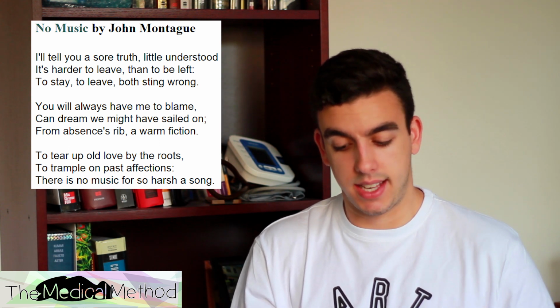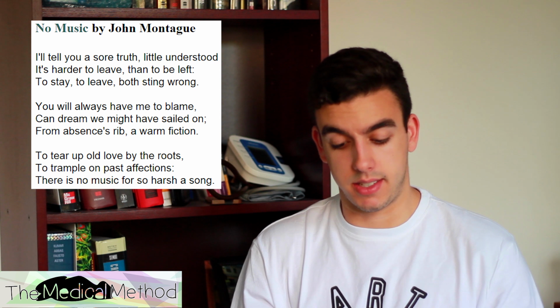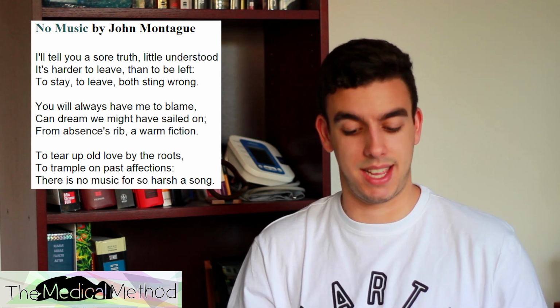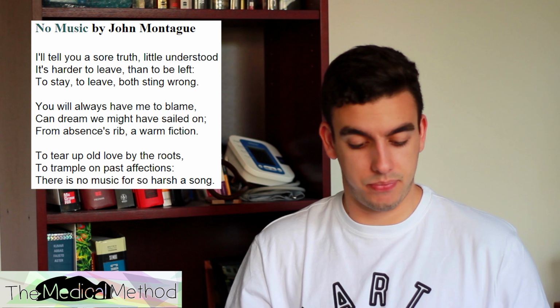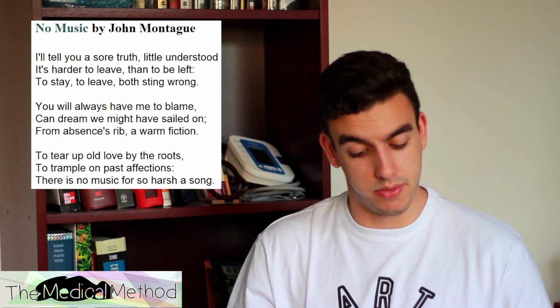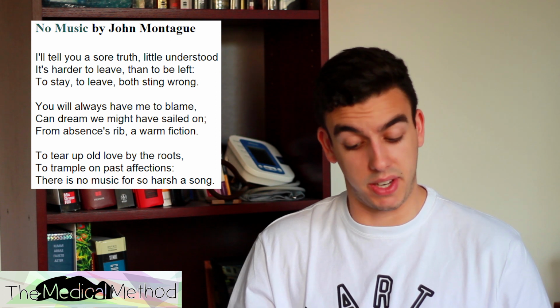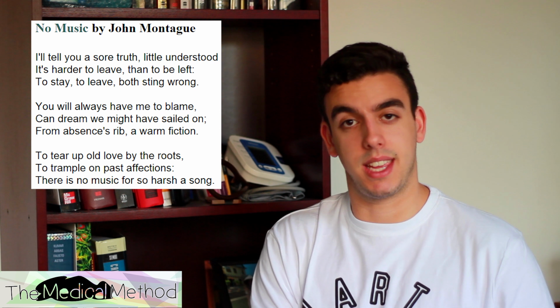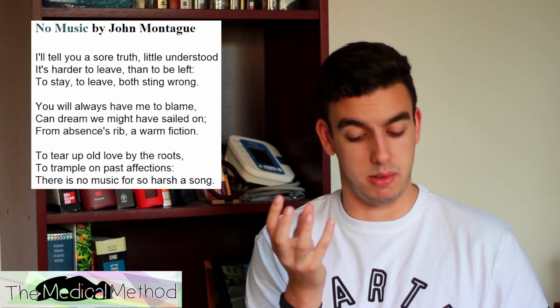And it's a poem that discusses the difficulty in leaving someone. So the fact that when you leave someone, you're the one to blame. And to quote, "You will always have me to blame. Can dream we might have sailed on from absence's rib, a warm fiction." So that little bit is the sort of the turning point of the poem.